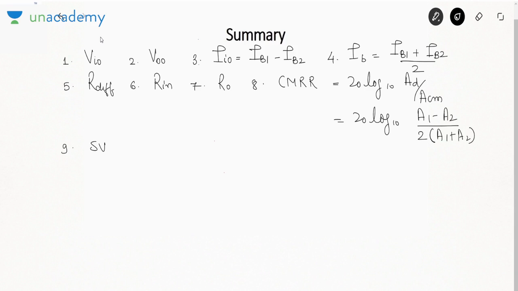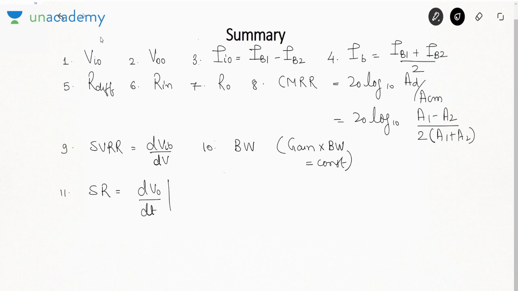Then SVRR, that is dVIO by dV. Then we talked about bandwidth. So here what we had to remember, gain into bandwidth is constant. Then we talked about slew rate, that is the maximum value of rate of change of output voltage with time. Now let us compare the values of ideal and practical Opamp for these parameters. Ideal Opamp and practical Opamp.